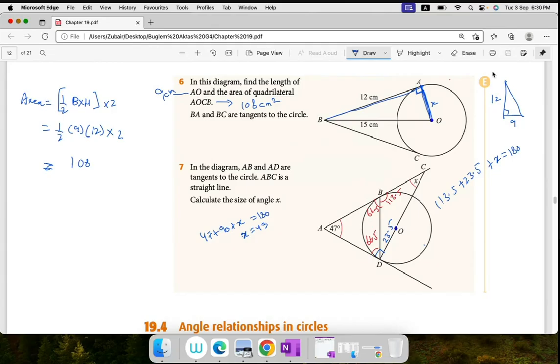Yeah, because I saw BCD as an isosceles triangle. But no, it's not. In math, we are never imagining. No guesses, no imagination. Everything is based on the given data. Okay.